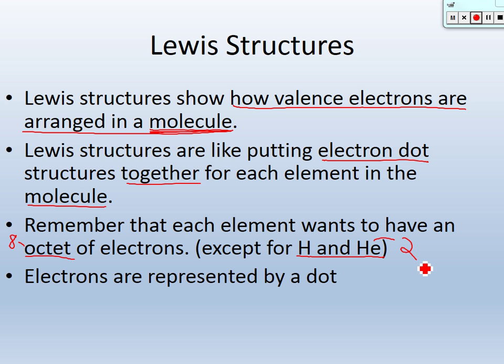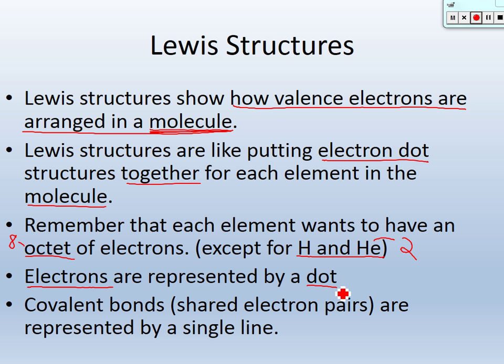Remember when we drew electron dot structures, the electrons were represented by a dot. The valence electrons were represented by a dot. And we talked about covalent bonds in the last video. Covalent bonds, where there's these electrons that are shared between two different atoms, covalent bonds are going to be represented by a single line. So these two shared electrons, if they're between two different atoms, we're going to draw a single line, which represents 2 electrons. Anyway, we'll get to it in a second, and I'll show you what I mean by that.